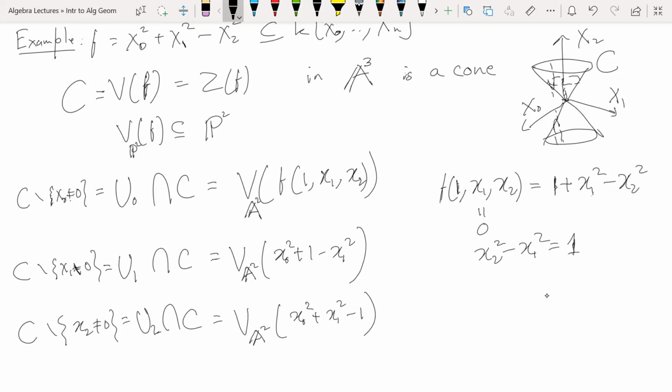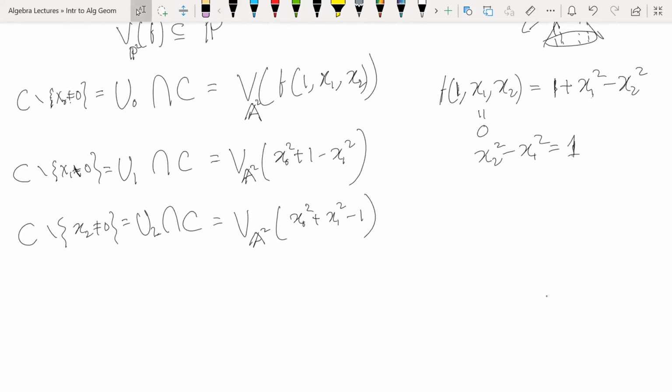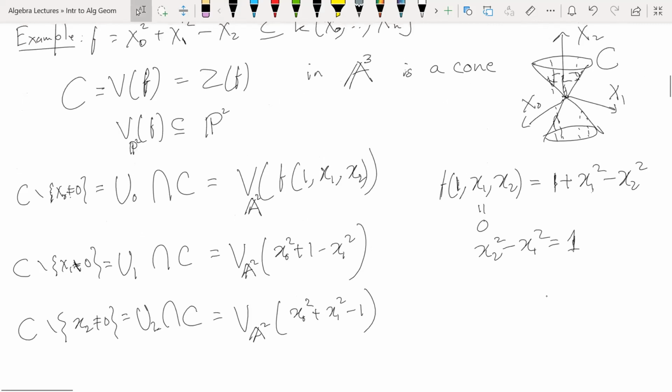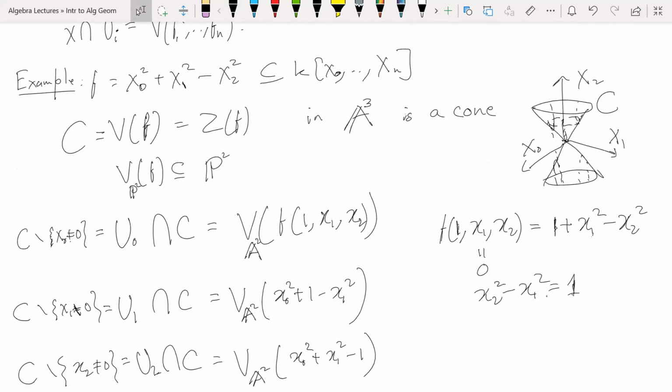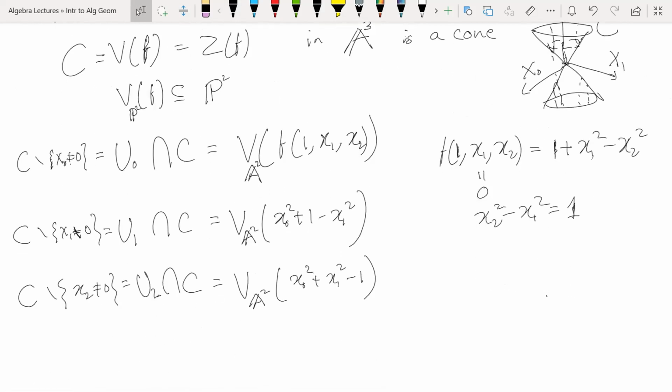Somehow I remember I did this with you guys, probably in linear algebra. And if you put x1 equals 1, then you again get this hyperbola. And I'm pretty sure if you take a particular cross section, you'll also get a parabola, but I don't remember which section you have to take. But anyway, various open pieces will give you something which is familiar.